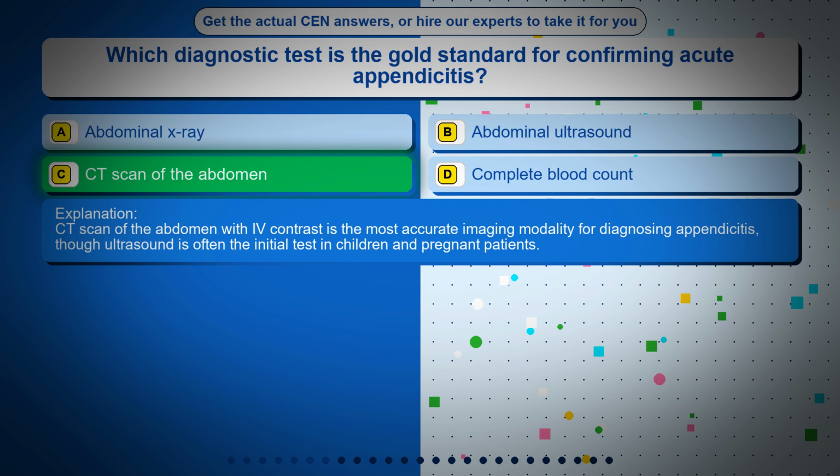CT scan of the abdomen with contrast is the most accurate imaging modality for diagnosing appendicitis, though ultrasound is often the initial test in children and pregnant patients.